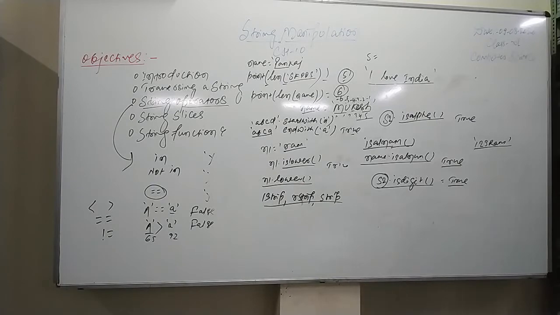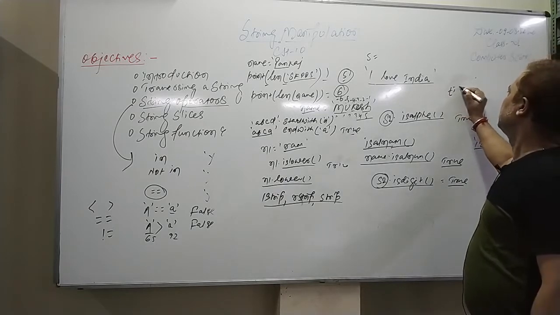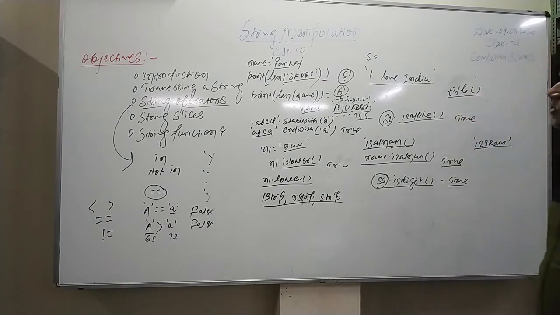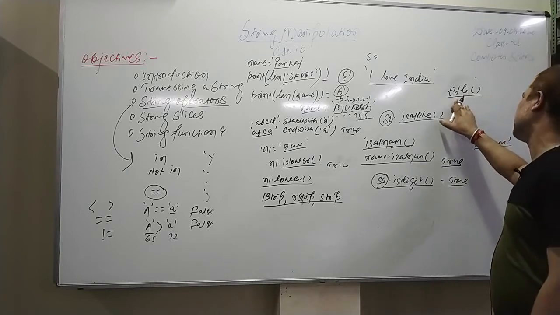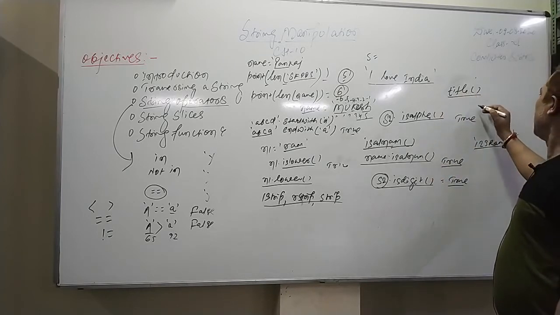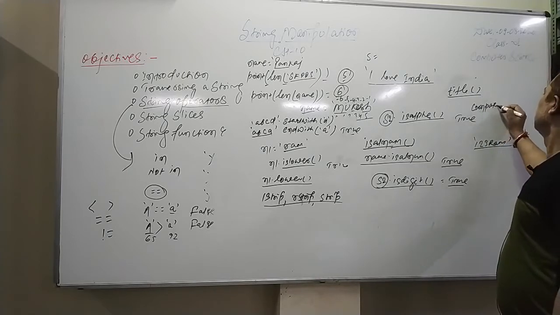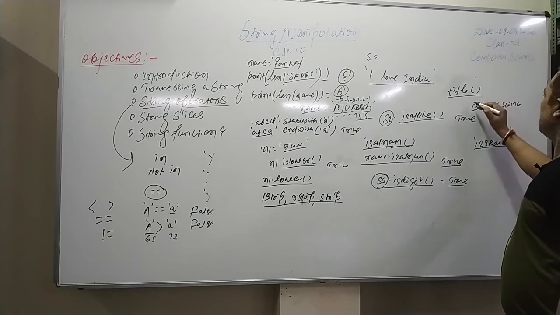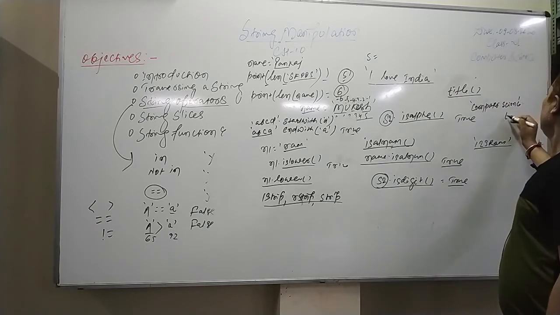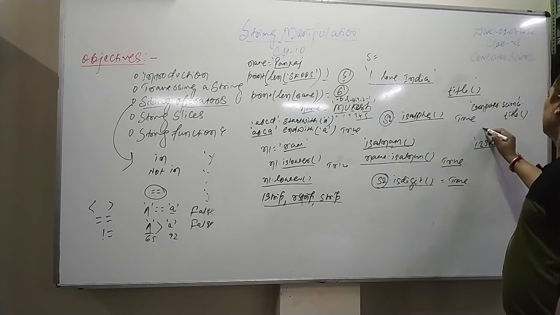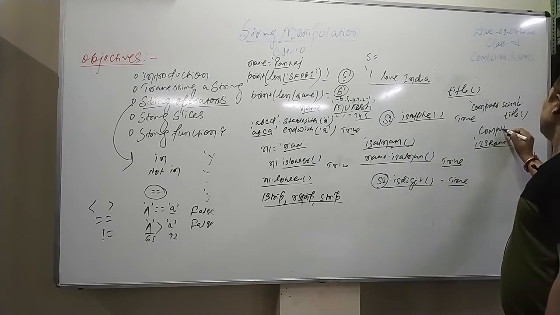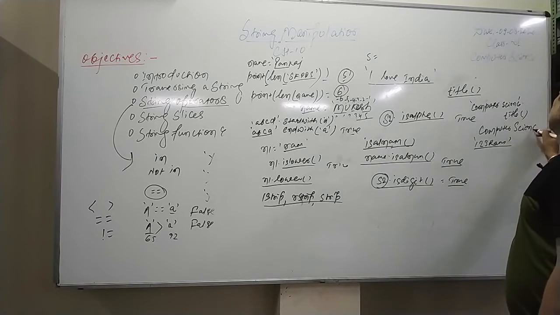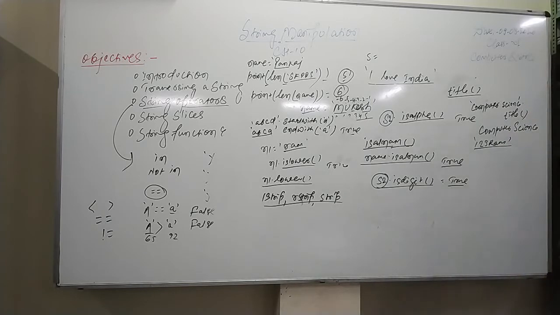There is a method called title, T-I-T-L-E. This method converts any string into title case. Suppose you have "computer science": you write computer and then science as a string, and then .title(). It will convert it to a capital C and a capital S. So this is what title case is: converting the first alphabet of each word of the string to a capital.